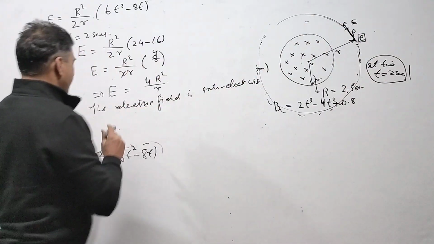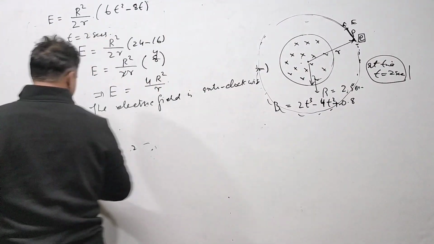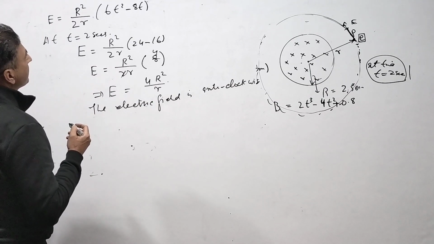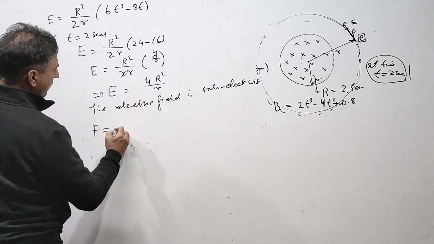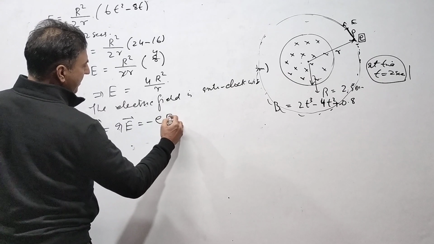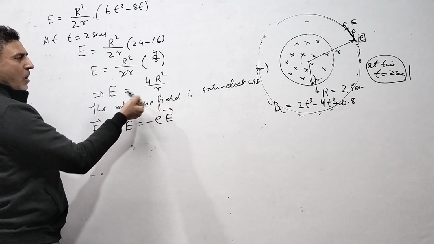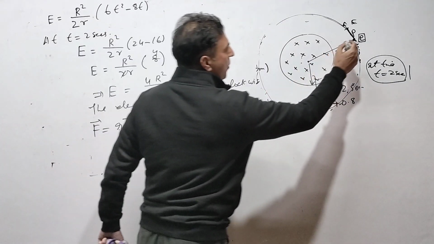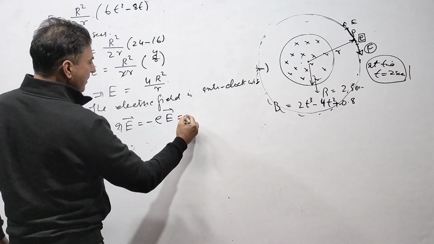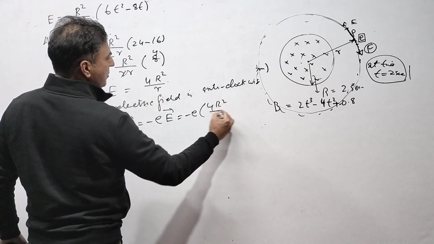Now, what is the force on the electron? The force on the electron is F equal to QE, that is Q is minus e, and the force will be opposite to the electric field. The electric field is anti-clockwise, but the force will be clockwise. So the force on the electron will be in this direction, F. And how much is that force? That is minus e times the electric field, 4r square by small r.